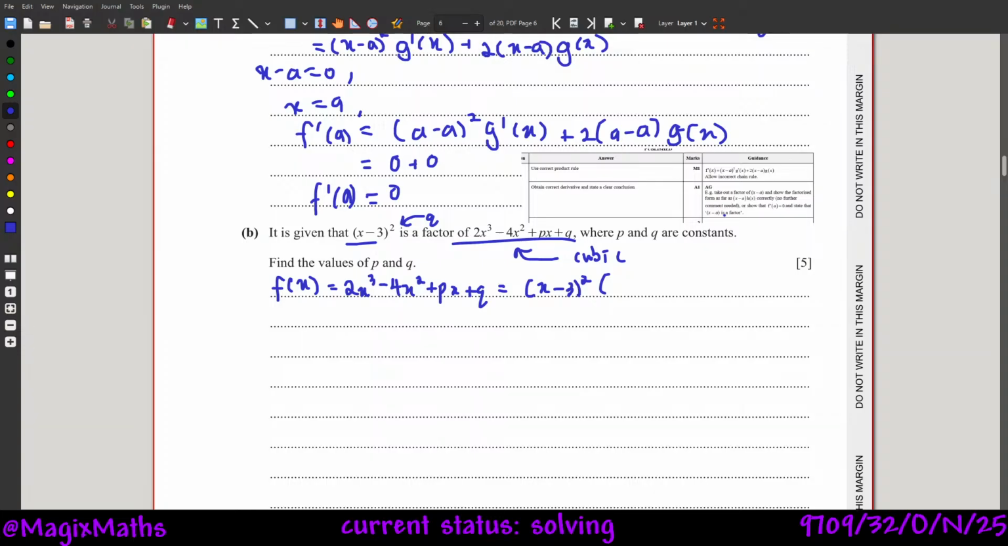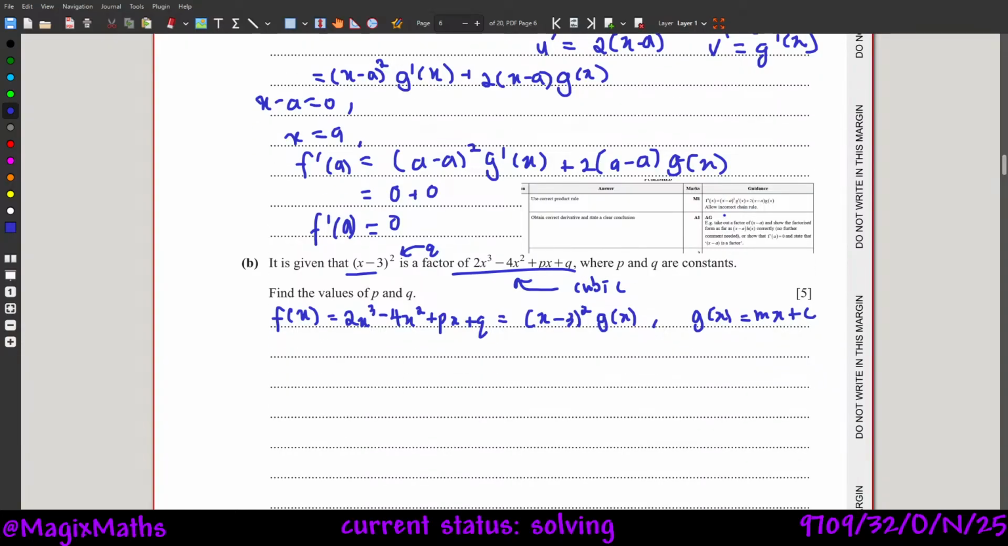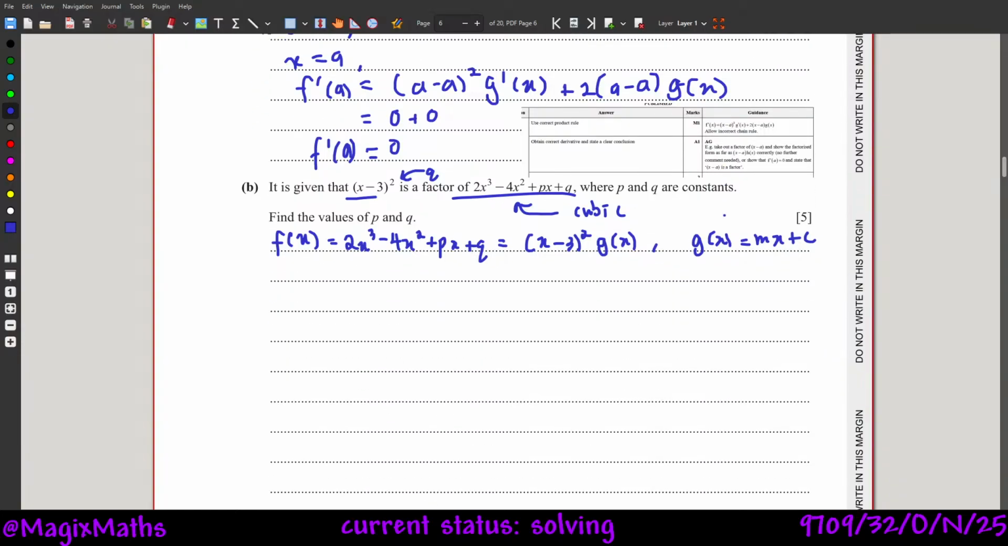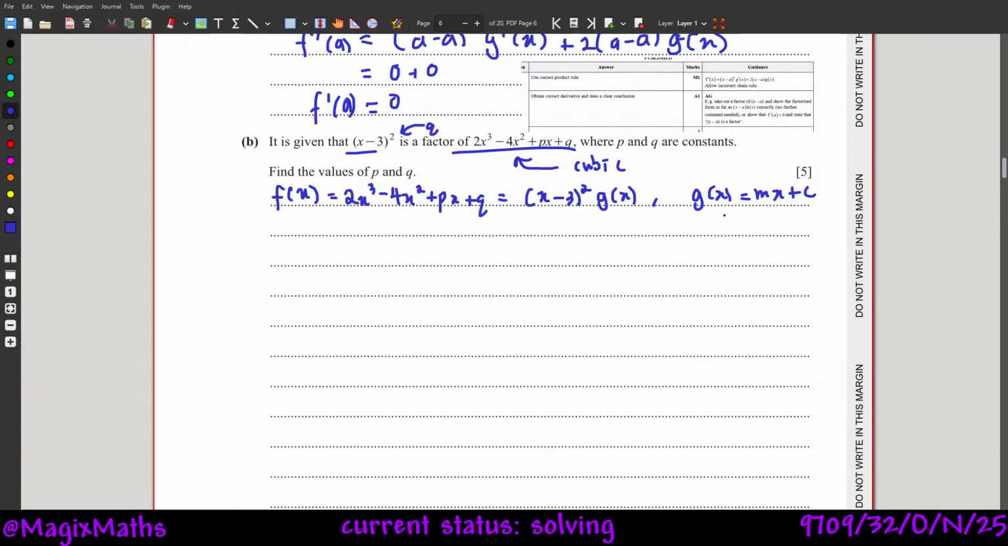So let's just put g(x) such that g(x) is linear, or y equals mx plus c. This isn't compulsory to write, but I'm just writing this from my understanding. So we have a quadratic times a linear equation. It'll form a cubic equation, obviously. So now find the values of P and Q.